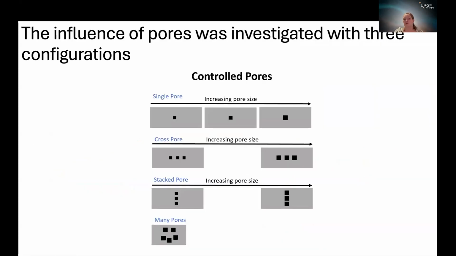So the influence of pores was investigated with 3 different primary configurations. So we'll look at single pore, cross pores, and stacked pores. So single pore is just 1 pore in the entire sample. That's pretty large. And then the cross configuration has 5 pores that are all spread within the expected spall planes. So these are perpendicular to the impact direction. And then the stacked pore configuration is looking at 3 pores stacked in the direction of impact. So these are parallel to the impact direction.